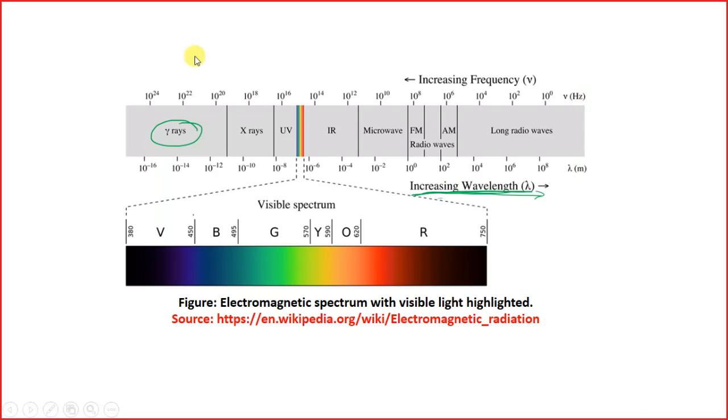Okay, so when we start from the left, we have gamma rays, which have the smallest wavelength.